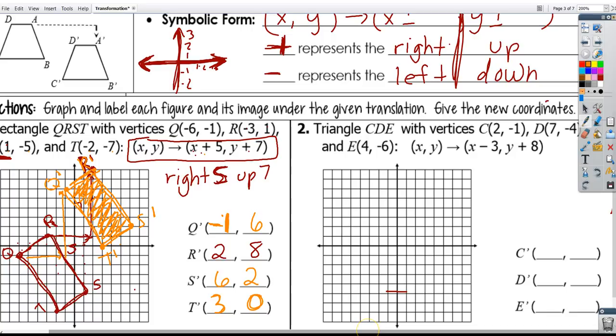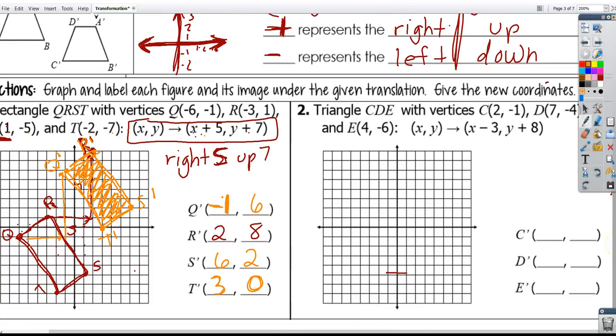Let me see if I can get this moved over. Okay, so our first point is -2, -1. So I'm going to go to 2, 1, 2, and up 1. That's C. D is 7, -4. So 1, 2, 3, 4, 5, 6, 7. 1, 2, 3, 4.